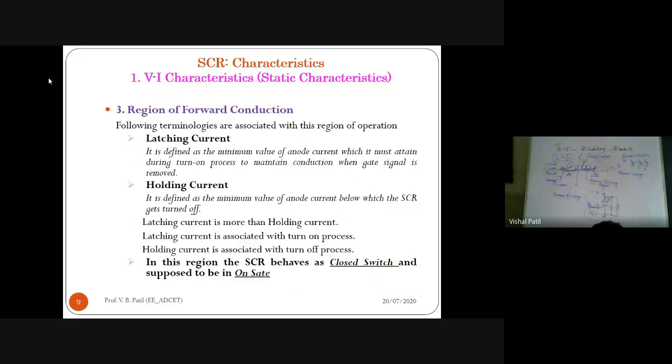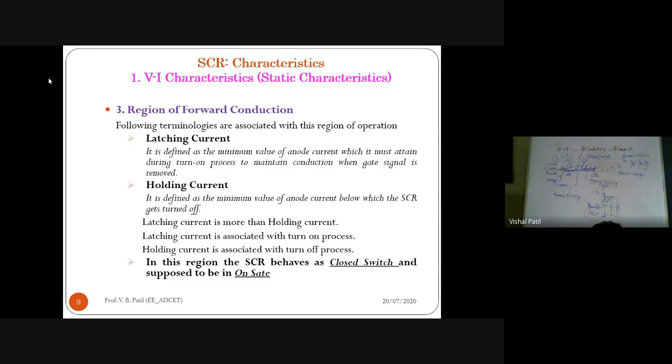Now the region of forward conduction, the expected operation of any device. The following terminologies are associated: latching current and holding current. Latching current is defined as the minimum value of the anode current which the SCR must attain during the turn on process to maintain conduction when the gate signal is removed. Even though the gate is removed, after latching current the device will continue to conduct. I will explain why the gate is to be removed in the next session. And holding current is defined as the minimum value of the anode current below which the SCR gets turned off.